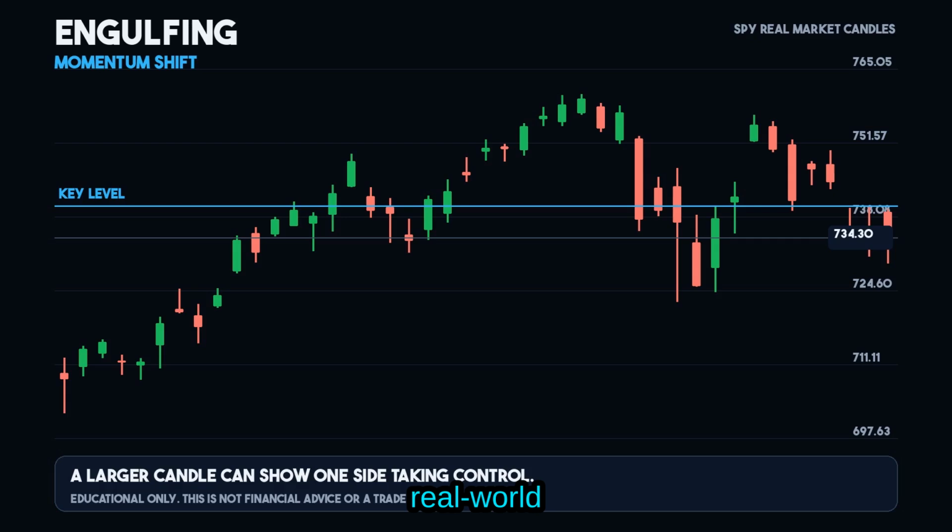Let's use a real-world example. Suppose the stock price of XYZ company closed at 50 on Monday. Then on Tuesday, a large green candle formed with a close of 55, showing a gain of 5 in the stock price. The buyers were strong, pushing the price up.